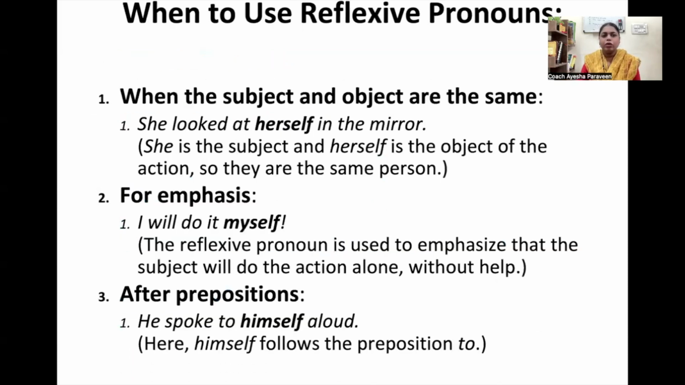When to use a reflexive pronoun? When the subject and object are the same. She looks at herself in the mirror. She is the subject and herself is the object of the action. So they are the same person. For example, I will do it myself. The reflexive pronoun is used to emphasize that the subject will do the action alone without anybody's help. So I believe you got a clear understanding of what a reflexive pronoun is. When the subject and the object are the same in the sentence, we use a reflexive pronoun.